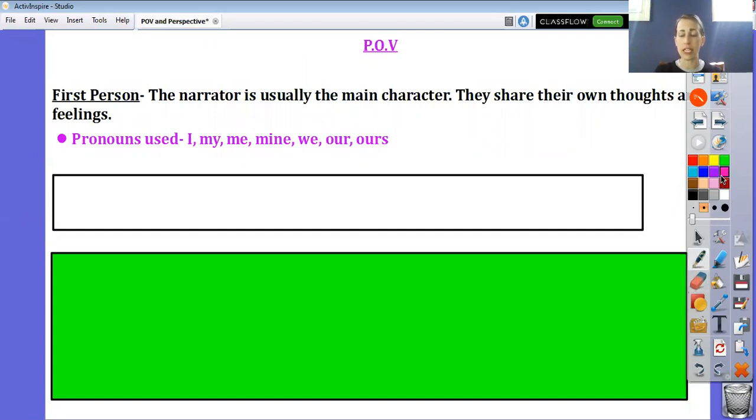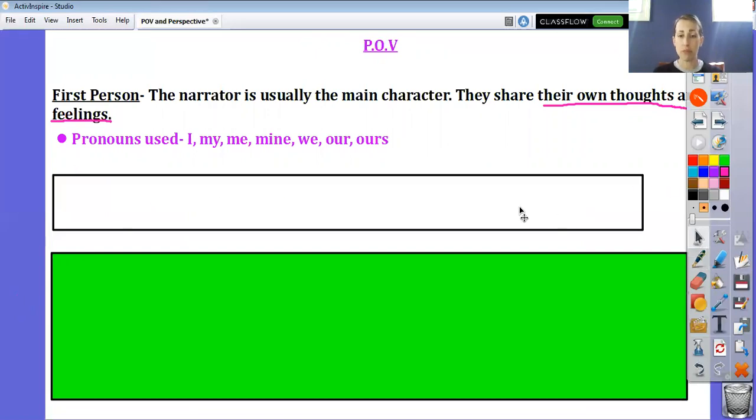Whenever we are talking about first person point of view, the narrator is usually the main character, and they share their own thoughts as well as feelings. So it is one character telling a story. They tell it from what they see, what they hear, what they think. Pronouns that you'll see used are I, my, me, mine, we, our, and ours.